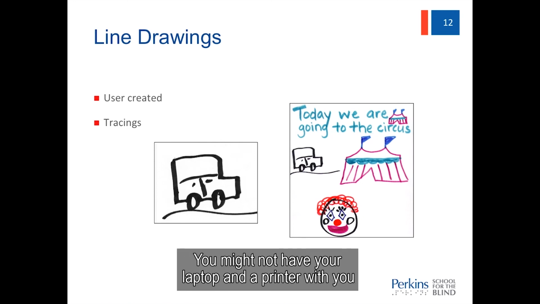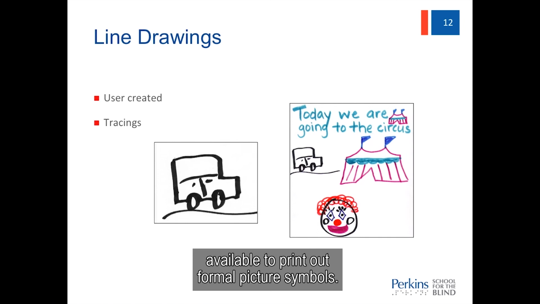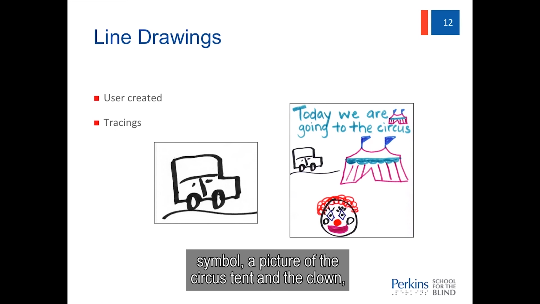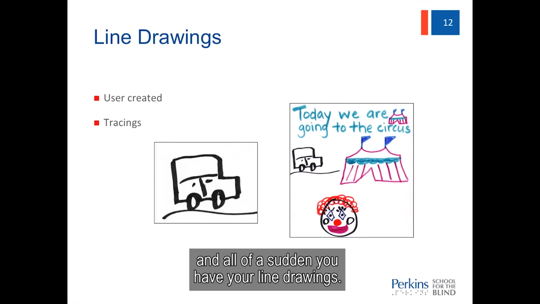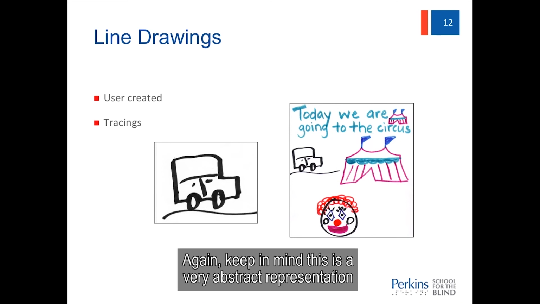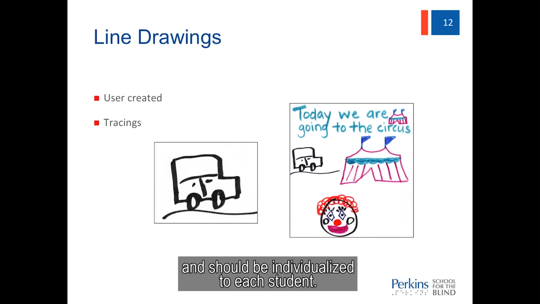You might not have your laptop and a printer with you available to print out formal picture symbols. So this would be a great example. You pull out a piece of paper, you draw the very familiar field trip symbol, a picture of the circus tent and the clown, and all of a sudden you have your line drawings. Today we're going to the circus. Again, keep in mind this is a very abstract representation and should be individualized to each student.